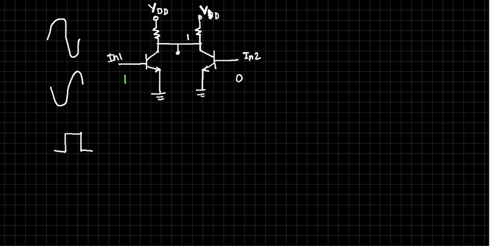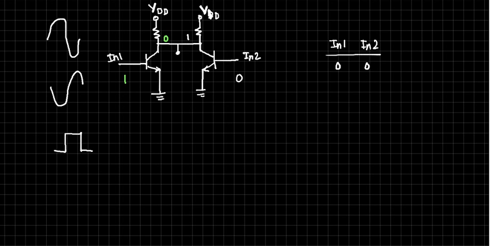Now let's form a table. Input 1, input 2. What if both of them are 0? You tell me. Output is 1. And this is acting like an AND. I mean, the 5 volts are simply connected to each other. So the output is 5 volts, as good as high.